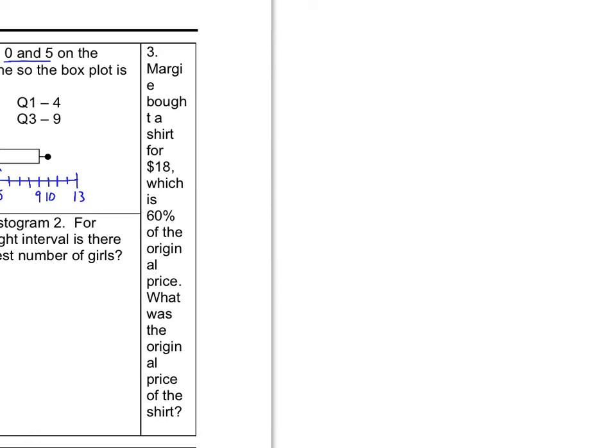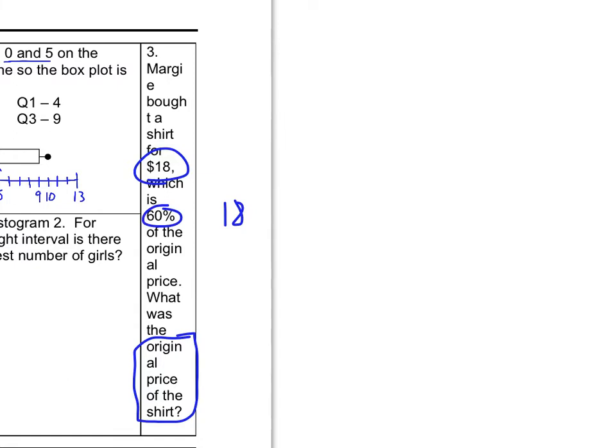18% is 60% of something. So there's a couple options here, but I'm just going to skip right to writing not 18%, $18. $18 is my whole number. And then 60% is going to be 0.6. But what I'm going to do is, since I'm looking for the total, I don't know the original price of the shirt.